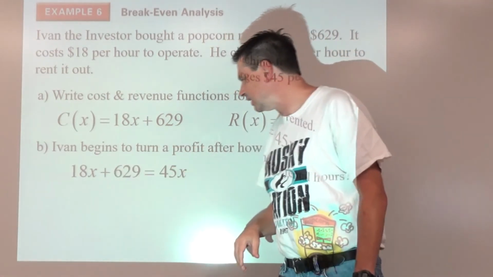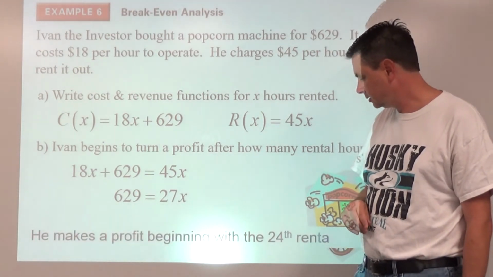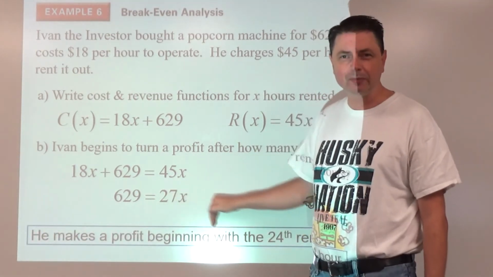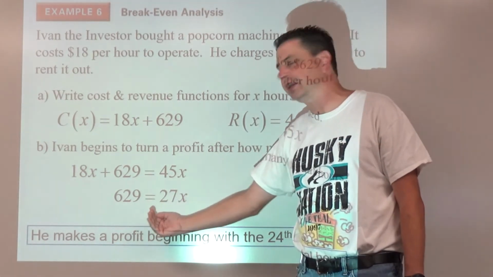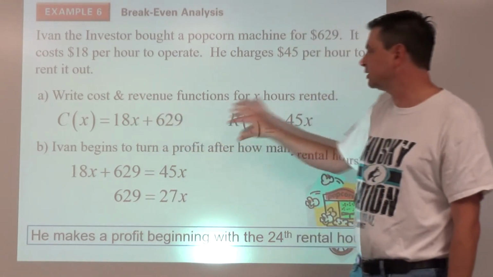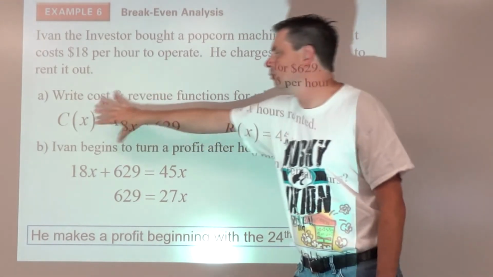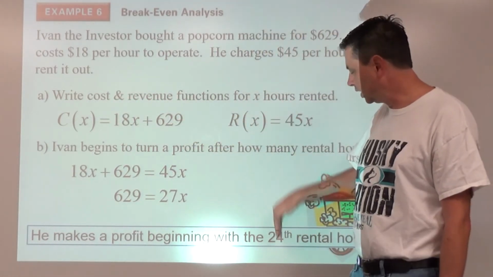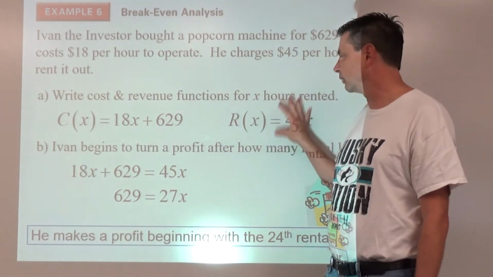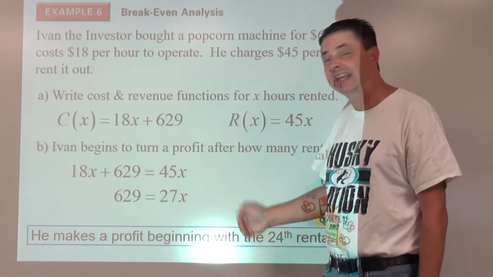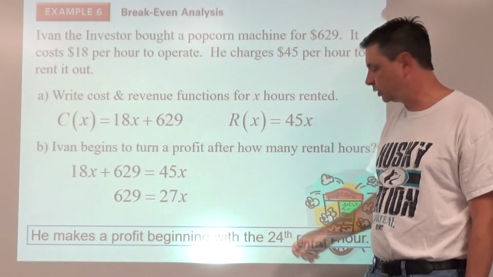So if we subtract 18x on both sides and then divide by 27, you're going to get 23 point something, and it's not a round off problem, because at 23 hours, if you look at cost and revenue, he hasn't turned a profit. He still has more cost than revenue. But once we hit the 24 hours rented, that's when revenue is larger. So this is essentially a round up issue, not a round off problem. 24th hour.